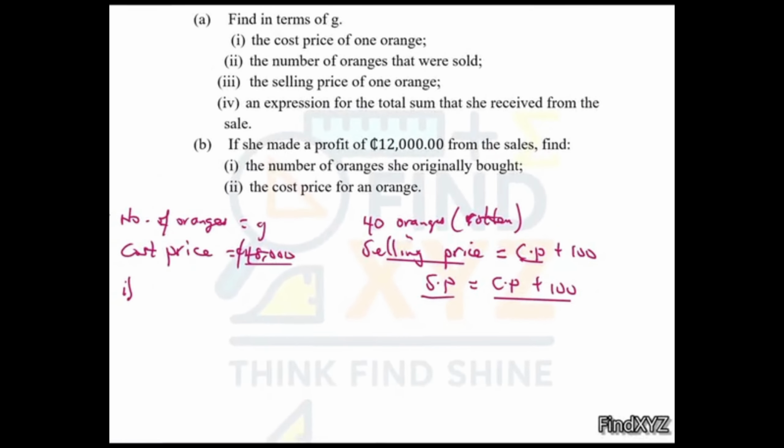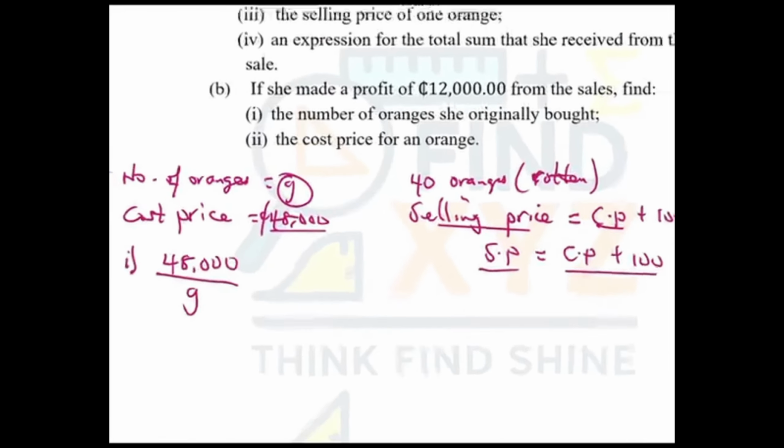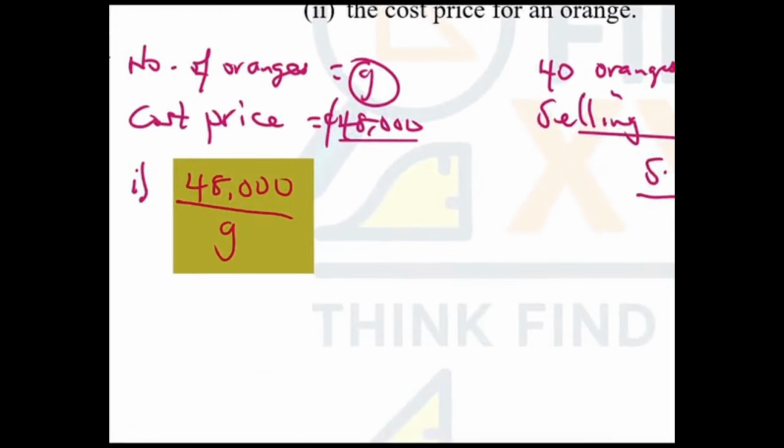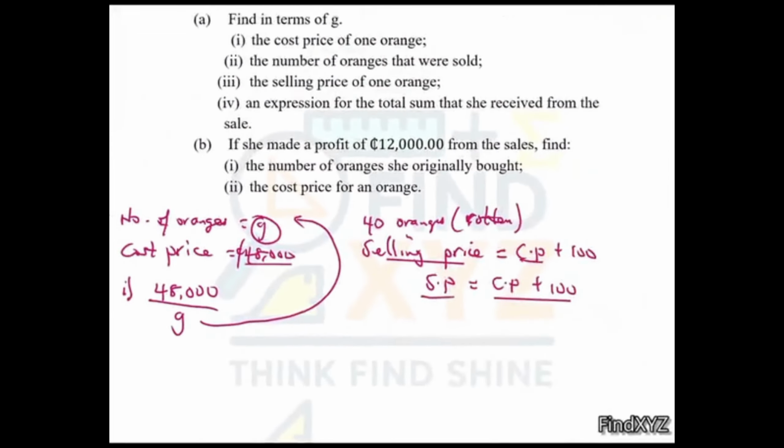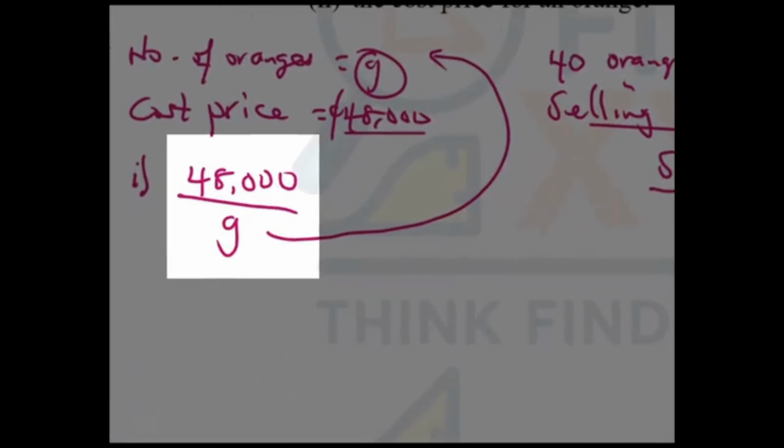So we are going to apply the same logic here. We know that the total cost for all the oranges was 48,000 Ghana cedis. It means that if we want to know the unit cost, we have to divide by the total number of oranges. And what is the total number of oranges? That is G. So divide this by G. So the cost price for one orange is 48,000 divided by G, which represents the number of oranges. So take note of that. This represents the cost price for one orange.